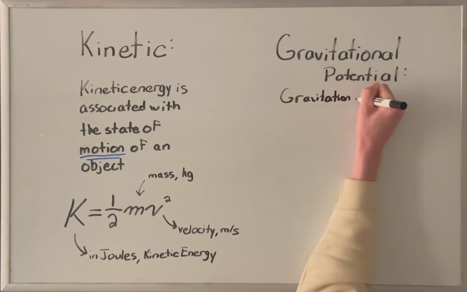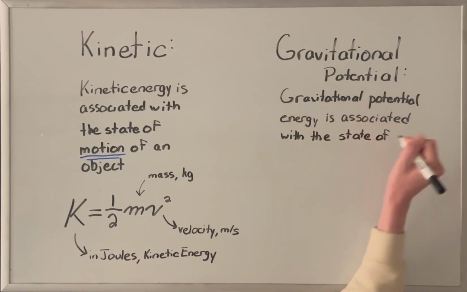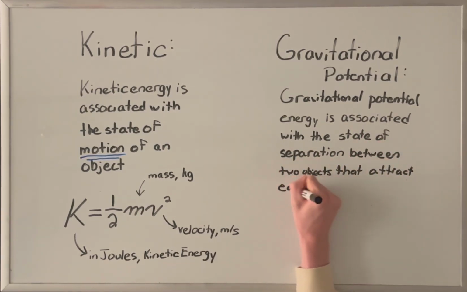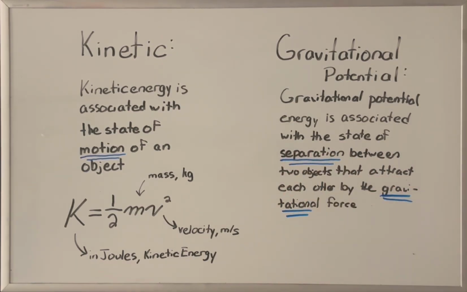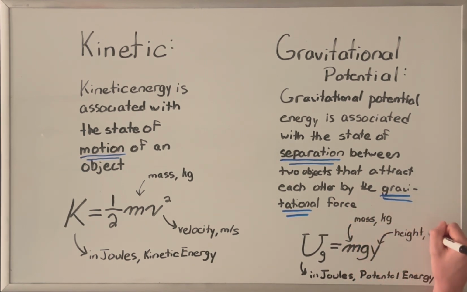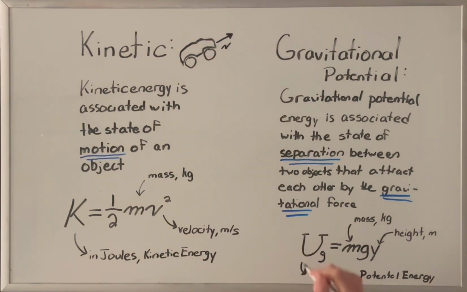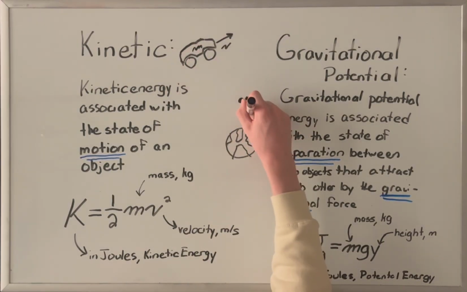Gravitational potential energy, on the other hand, has to deal with the height of an object above the Earth's surface. It's the separation of these two objects, the Earth and the smaller object, that creates energy. The equation for this is the mass times the gravitational constant times the height, where once again the energy is in joules, the mass is in kilograms, the height is in meters, and g is the gravitational constant. So just a reminder, kinetic has to do with motion, speed, while gravitational potential has to do with the height above the Earth's surface.